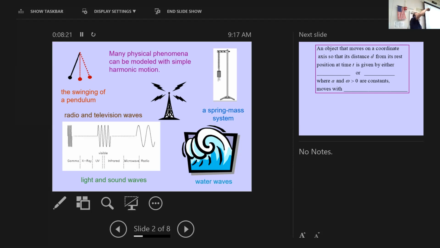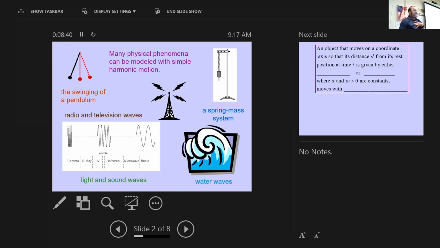What is that? It starts at the maximum. That's a cosine wave. Doesn't a cosine wave start at the top and come back to the top? What about if instead I pulled the mass down and then let it go? So that would be a negative cosine, isn't it?